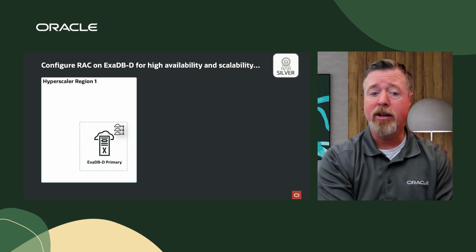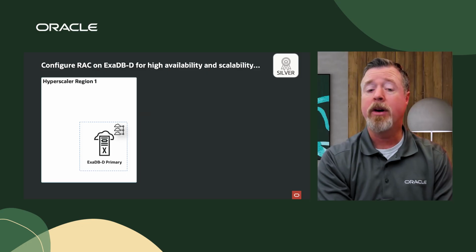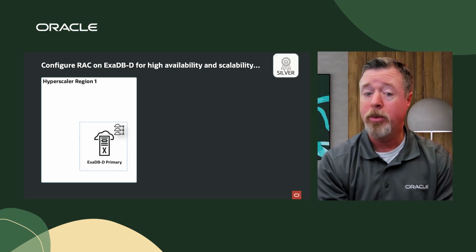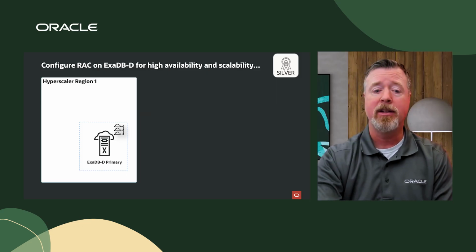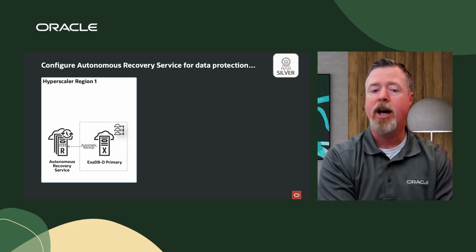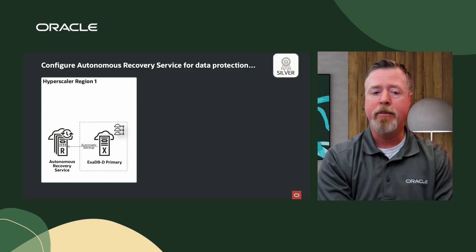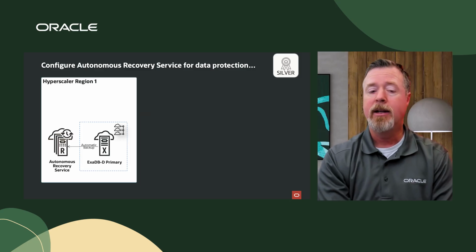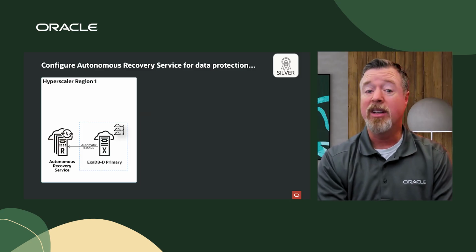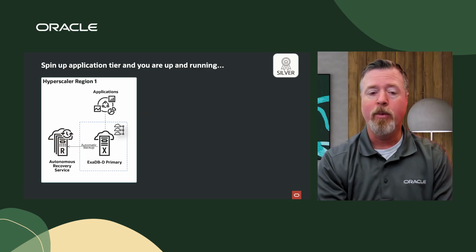Once that's up and running in there, assuming you're on ExaDB, you're already Silver MAA. By default, we run RAC on Exadata, so when you migrate up there, you have all those capabilities available to you. Let's make sure we're taking backups as well. We have the autonomous recovery service, so we can do an incremental forever point-in-time recovery at any point we desire. We can configure that with a single click. And now we can go ahead and run our applications.